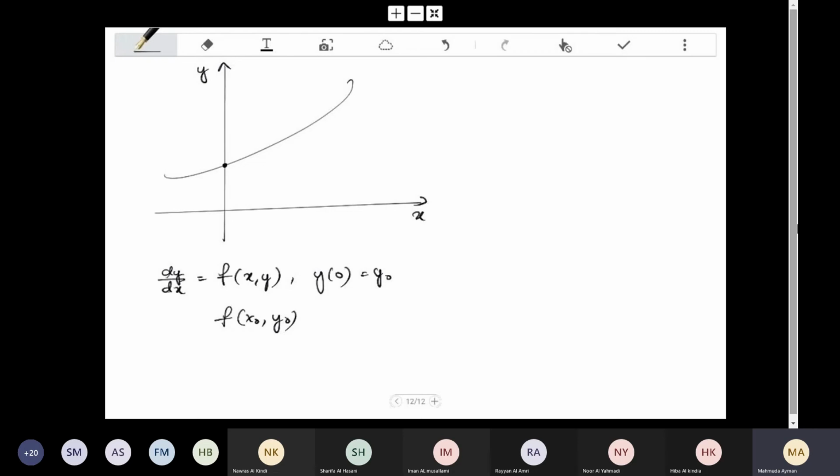So all I know is this point here, which is x0 and y0. Now, Euler's method basically says that we would approximate its vertical position, its y value, using the slope of the tangent line. So we'll take our initial condition here and draw a tangent line, or slope, at this initial condition.